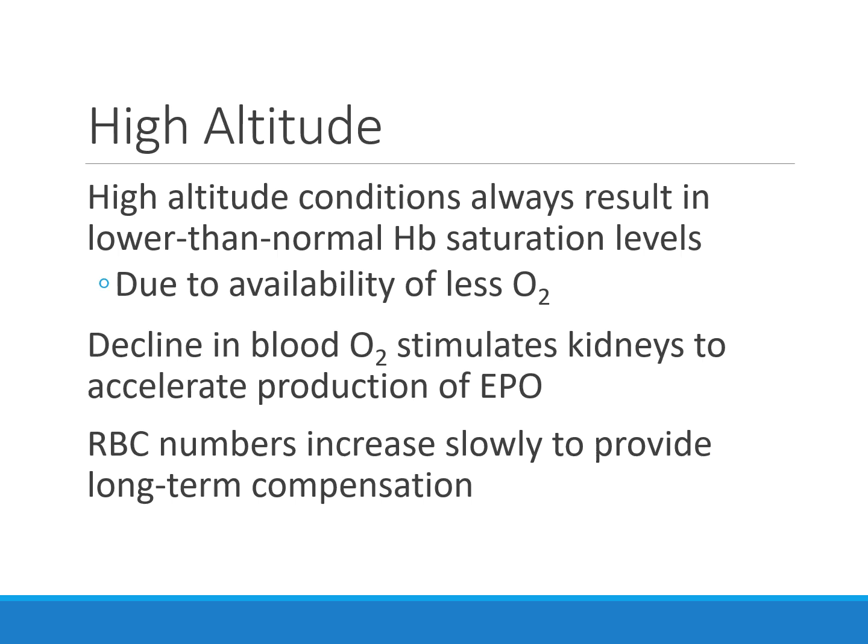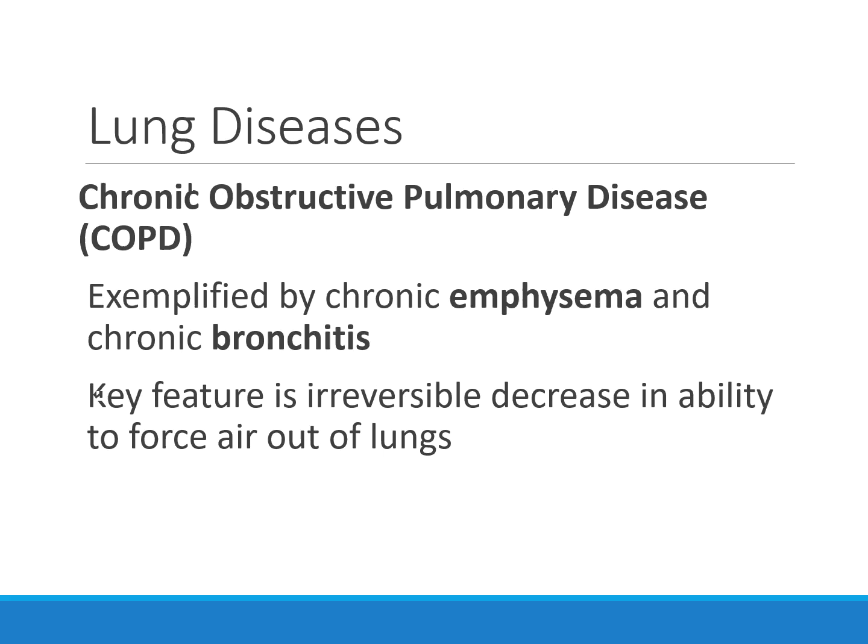High altitude conditions can also result in lower than normal hemoglobin saturation levels. This is due to the availability of less oxygen. So when you have a decline in blood oxygen, this stimulates the kidneys to accelerate their production of erythropoietin, or EPO, which is what causes your red blood cells to mature faster. It is a hormone.